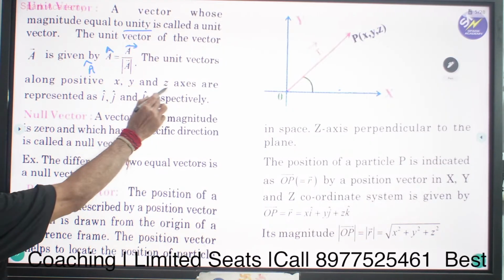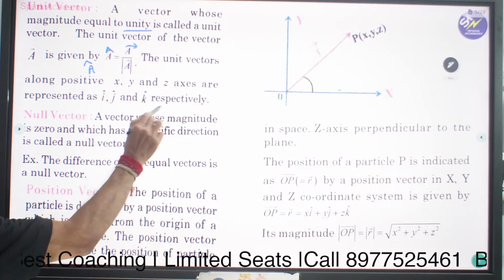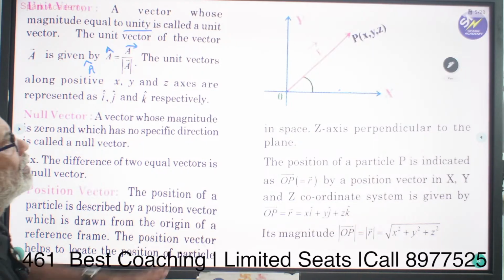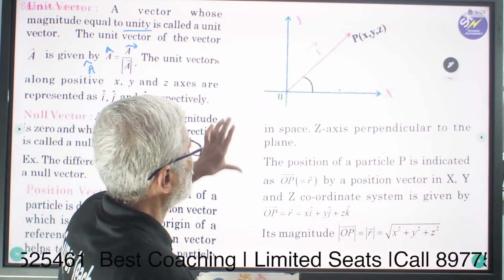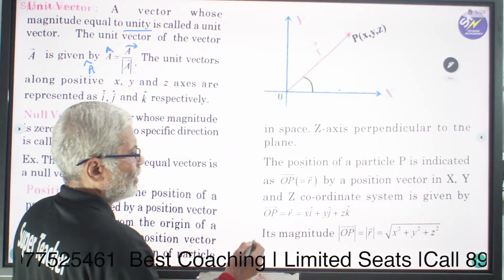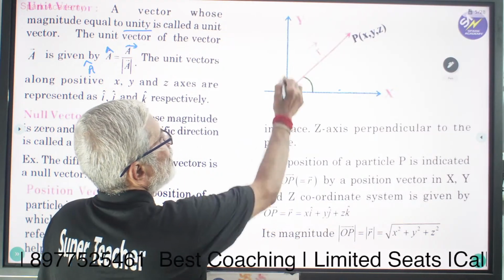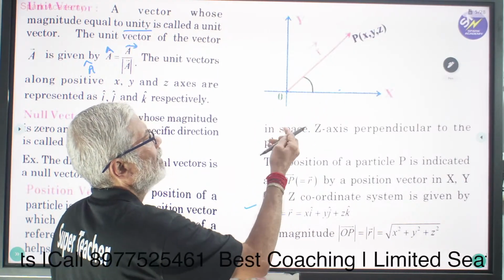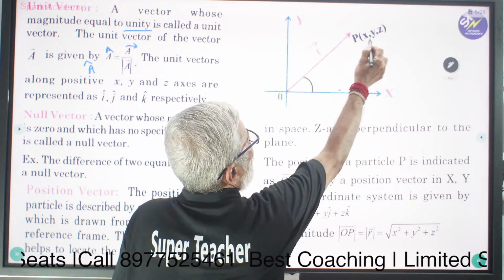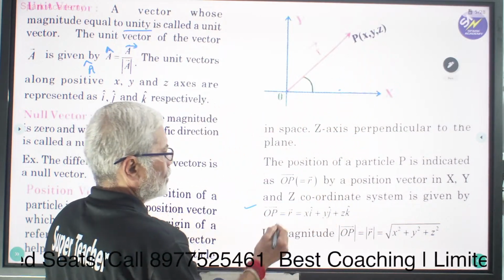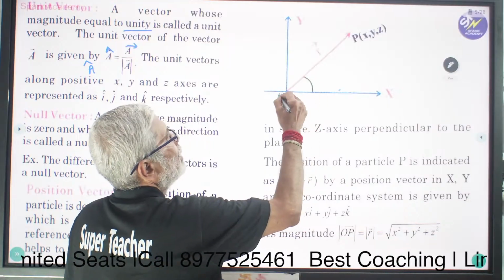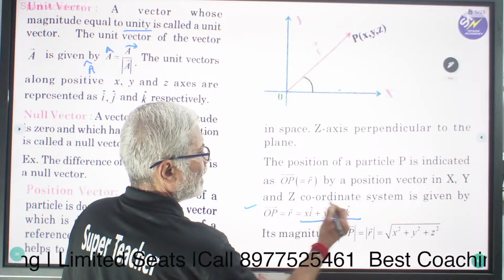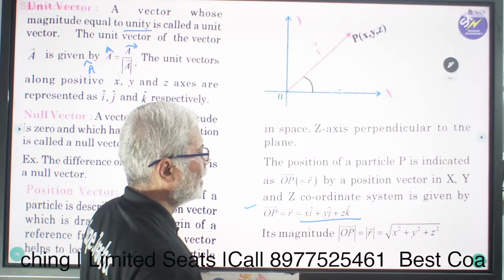Okay. X, Y, Z are that point, and I, J, K are the unit vectors. Here it is explained: suppose I have a position vector. Suppose this is the Cartesian coordinate system, the Z axis is perpendicular to this plane, and suppose this point is x comma y comma z. So your position vector is nothing but O to P. OP is the position vector, x i, y j, z k. So I, J, K are the unit vectors.